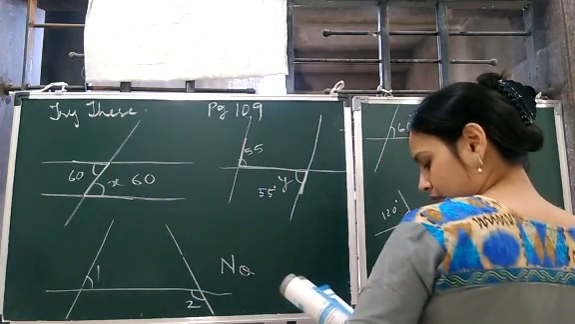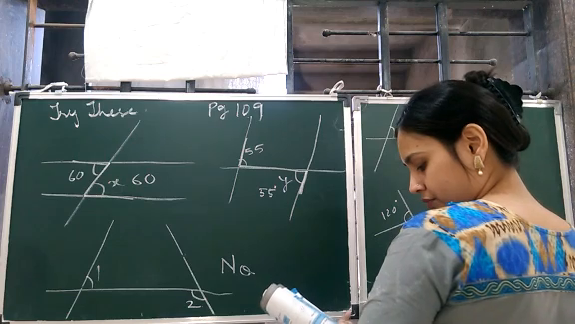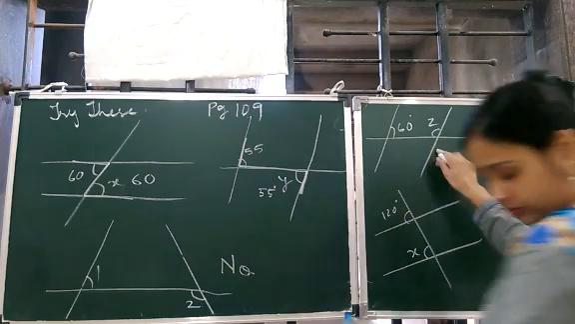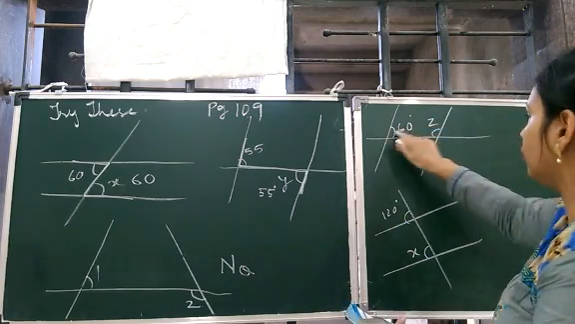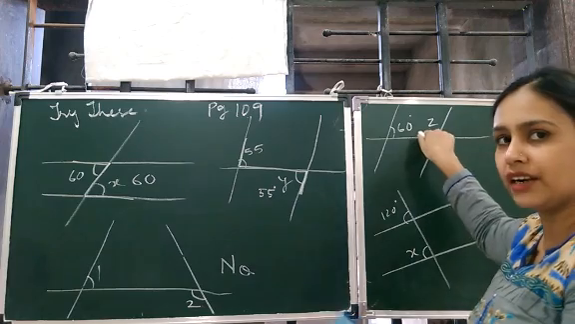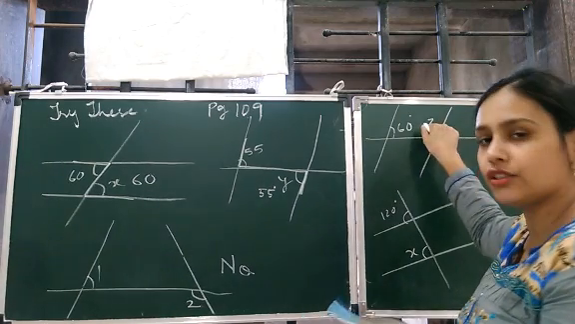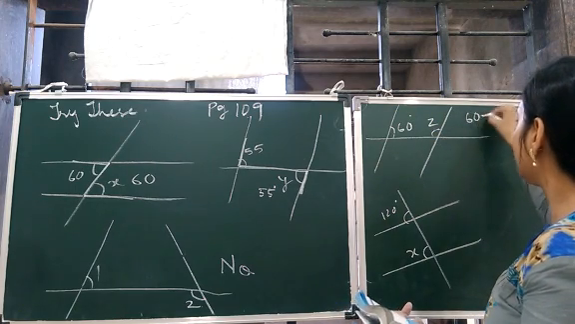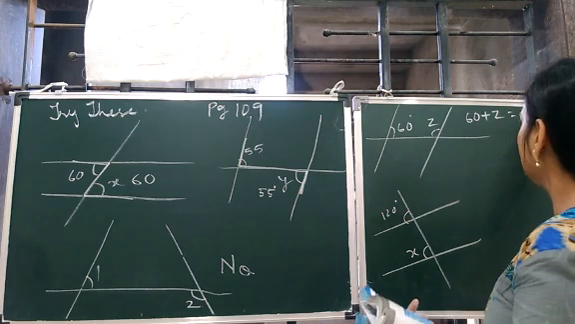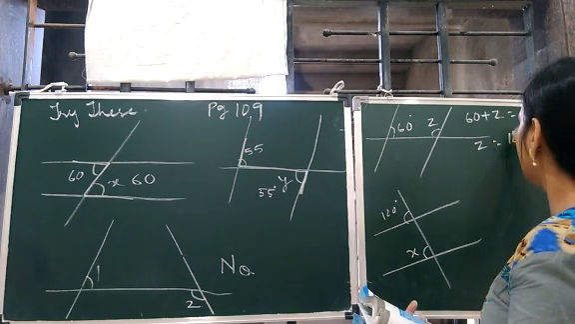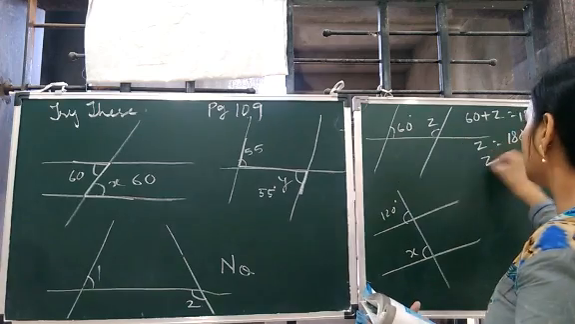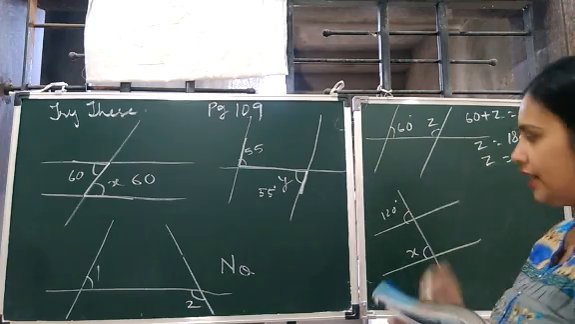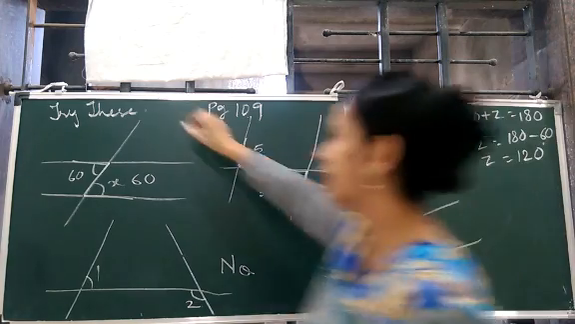Then what is this? This one, 60 degrees and Z. Now, this is also one property we studied. Yes, the pair of interior angles on the same side are supplementary. That means 60 plus Z is equal to 180. So Z will be 180 minus 60. So Z is 120 degrees. This you can do at the side in the book. This we are doing in the book.